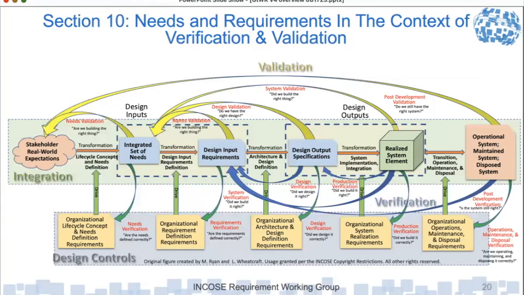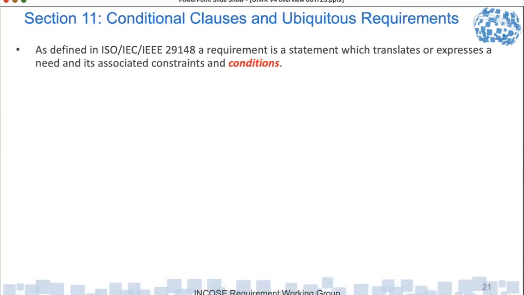Section 10 goes over the needs and requirements in the context of verification and validation, showing how everything fits together. This is a popular diagram. If you look at the new Systems Engineering Handbook under technical processes, the first section of that, you'll see a diagram that was derived from this one. Instead of verification and validation context, that diagram talks about all the lifecycle concepts in context of each other. Section 11, a new section that wasn't there before, talks about conditional clauses and ambiguous requirements.